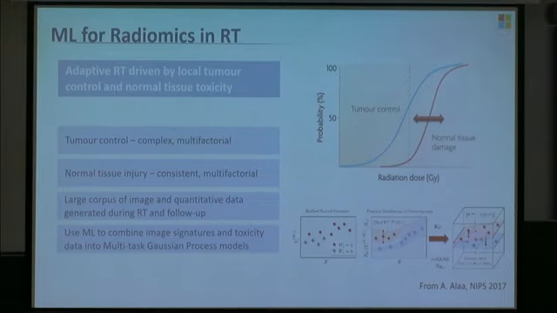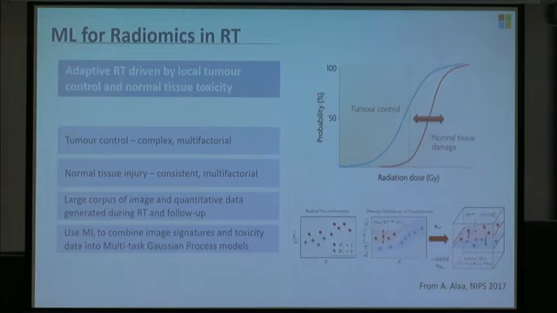And what's nice is we've got really large amounts of data, image and quantitative data, that are generated when we treat these patients and then follow them up. And basically, this isn't one sigmoid curve except for one patient. This is a population of sigmoid curves for the whole population. And what we really want to know is which of these population of sigmoid curves relates to the patient in front of us. What is their individual normal tissue response going to be to radiation?